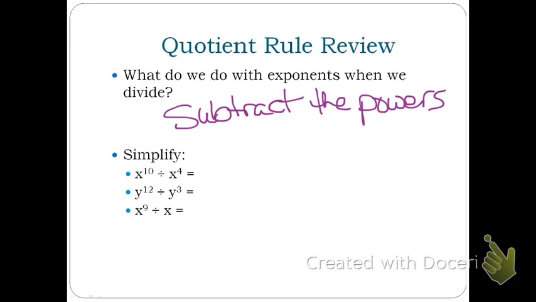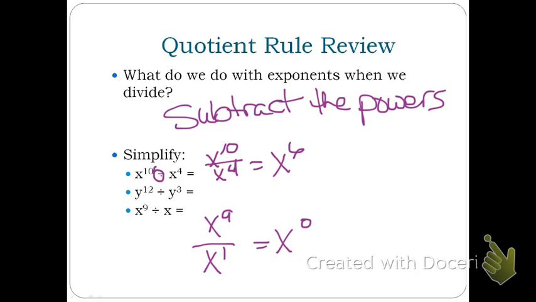Or their exponents. So in the first example, x to the 10th divided by x to the 4th. This is just another way of writing it, and generally we will see it in that fraction form. You generally will not see the division symbol like this. It is equal to x to the 6th. I know you know how to do this, so I'm going to skip down to the third example, x to the 9th over x. Just remember, if you see a variable without an exponent, its exponent is 1, so that would be x to the 8th.